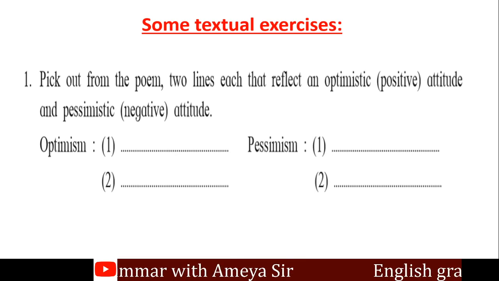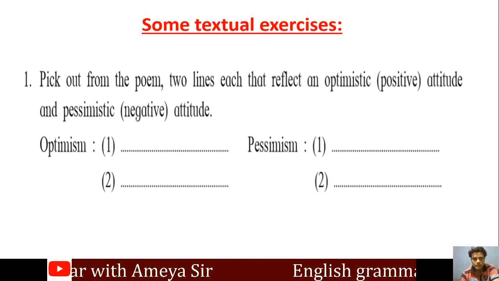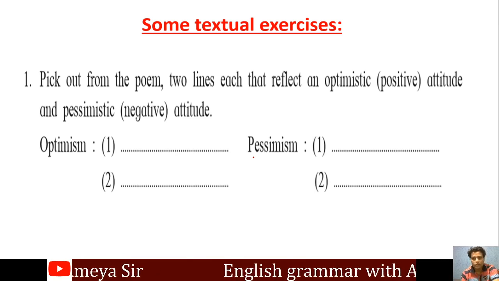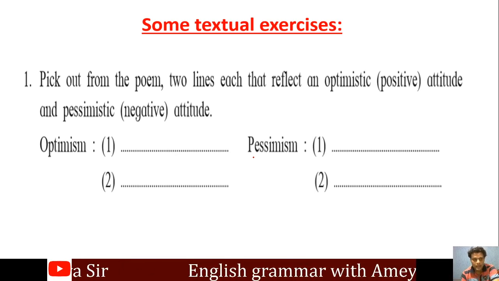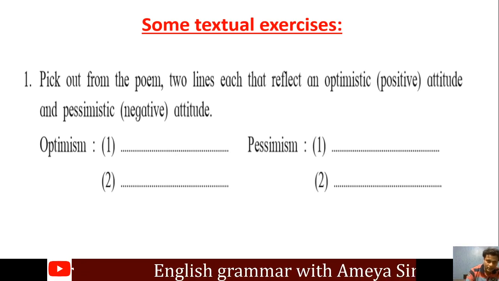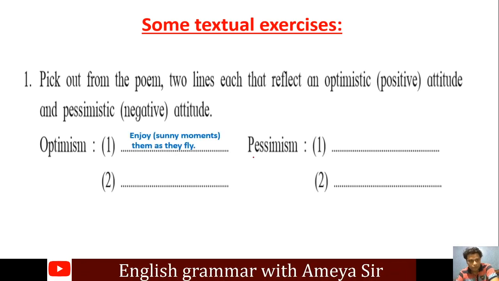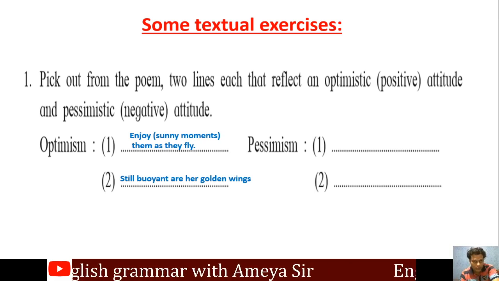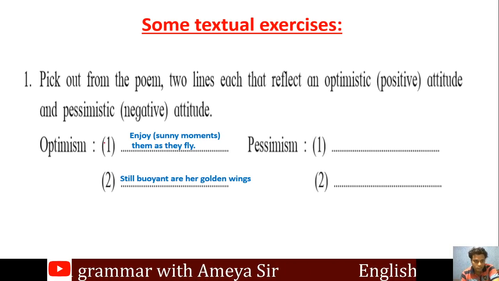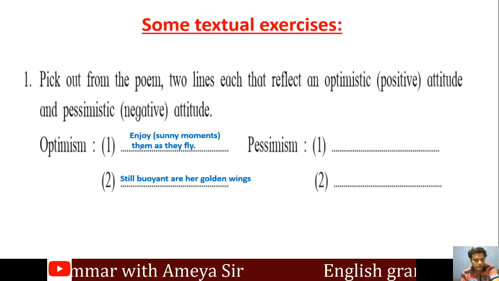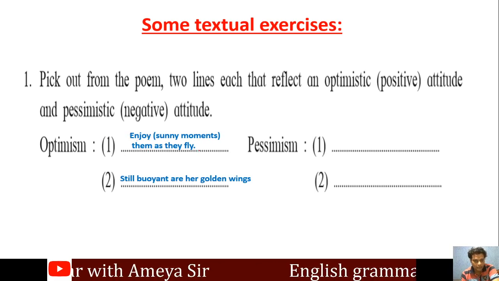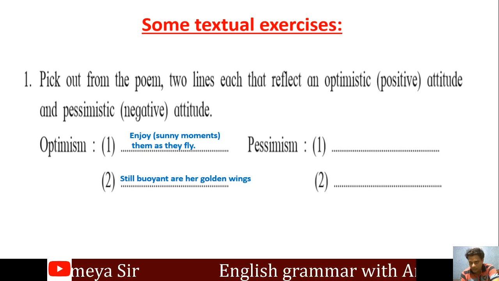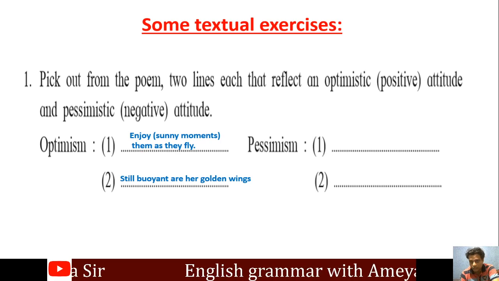Here is the question. Pick out from the poem two lines each that reflect an optimistic attitude and a pessimistic, that is negative, attitude. So let me do it for you. Here are the two optimistic lines. I feel there could be some other lines you write, but these are my favorite ones. "Enjoy the sunny moments, enjoy them as they fly." I've written sunny moments in the bracket because that is not exactly the line, but "enjoy them as they fly" is the line.